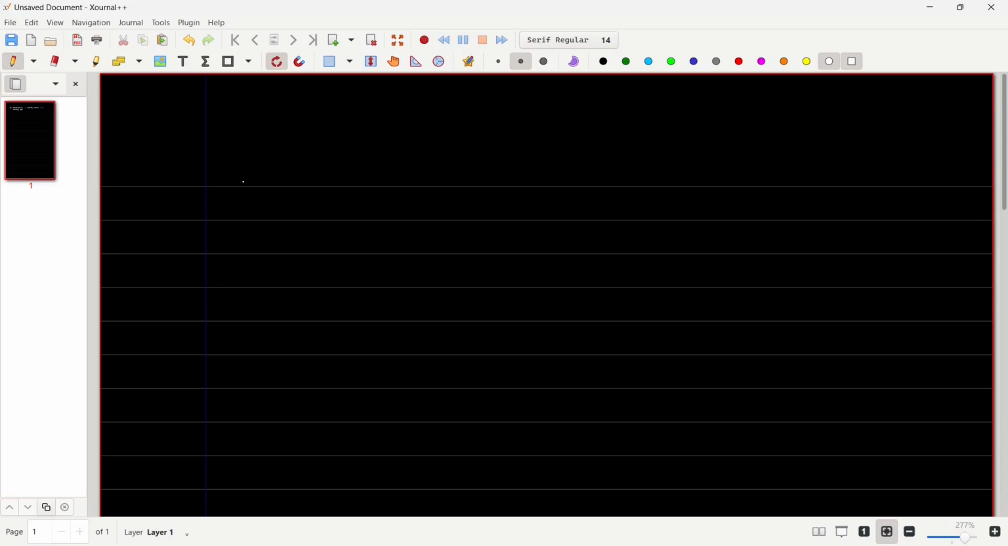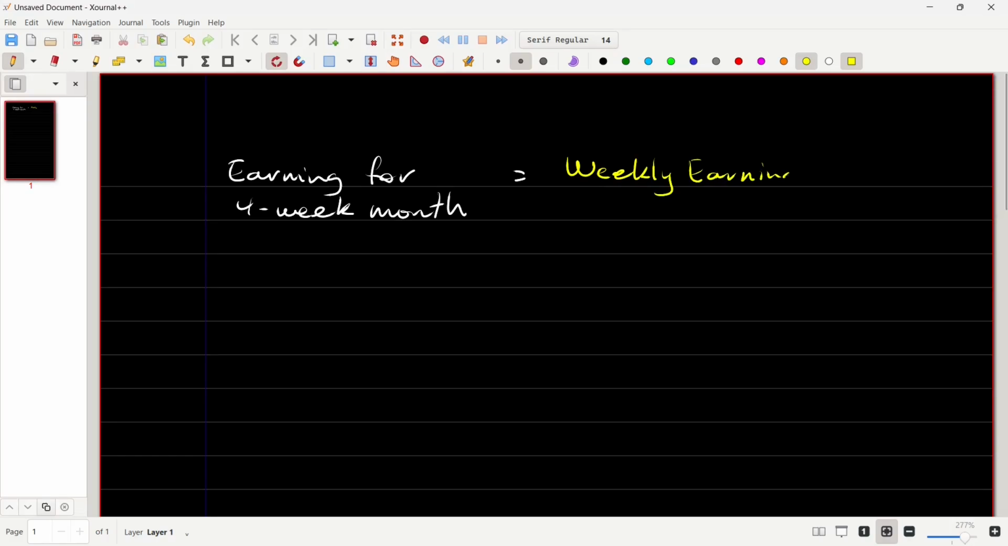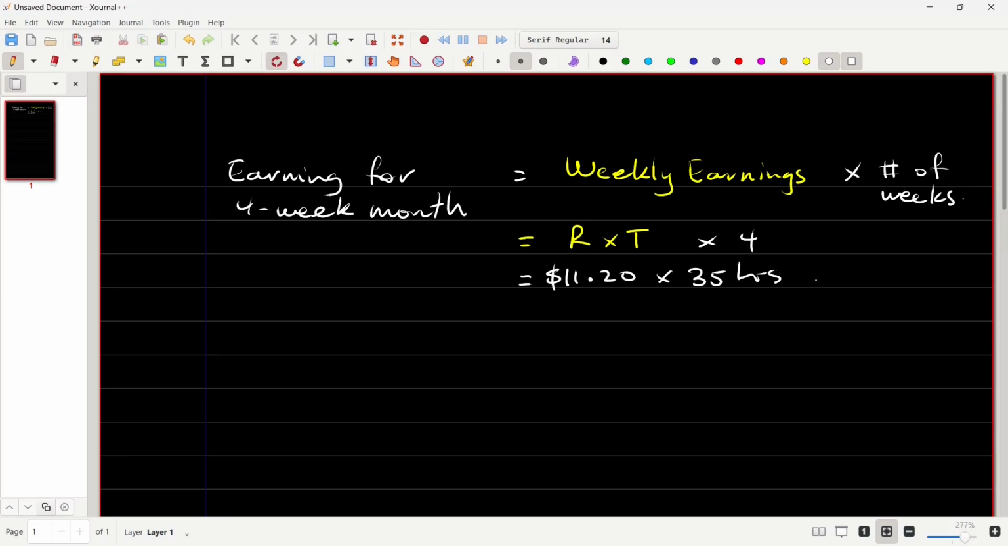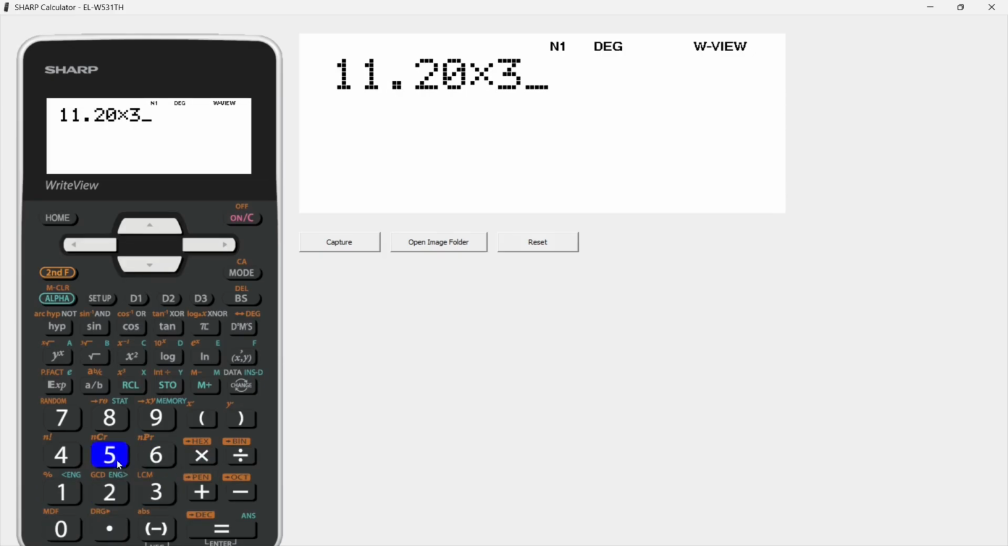So the first thing we want to do is calculate how much he earns for that 4-week month. So earnings for a 4-week month would be equal to his weekly earnings, and then we times it by the number of weeks. So the weekly earnings would be equivalent to his rate by time, and then we're going to multiply that by 4. So his rate is $11.20 per hour. He works 35 hours, and that's for 4 weeks. Using the calculator, let's see what we get. So 11.20 times 35 times 4, and we get 1,568.